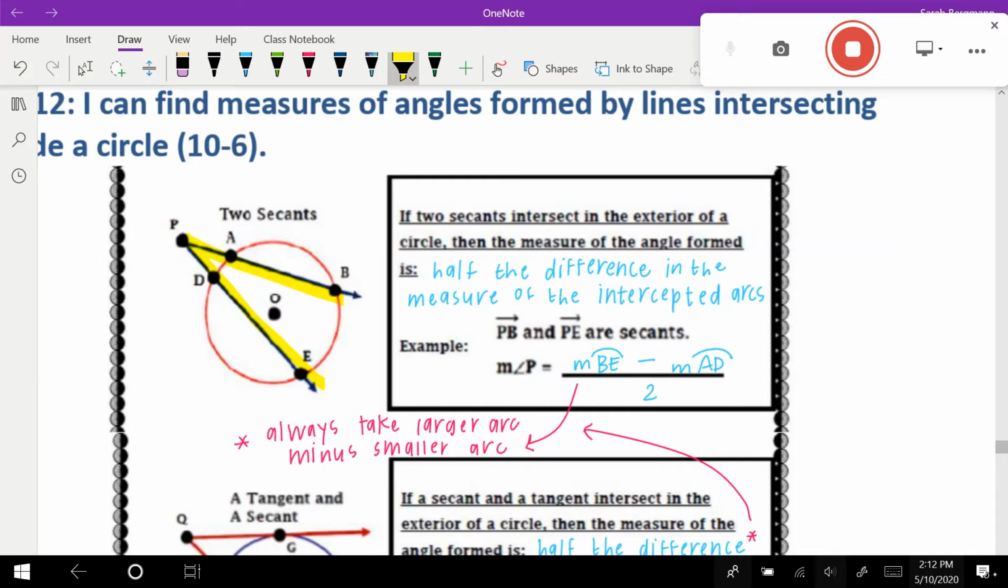So if we want to find the measure of angle P, this is what we do. The measure of the angle formed is half the difference in the measure of the intercepted arcs. So for example, to find the measure of angle P, we would take the measure of arc BE, which is this arc here, minus, remember, difference means subtraction, the measure of arc AD, that's this smaller arc over here closer to the angle, and then divide it all by 2. Make sure that you always take the larger arc minus the smaller arc for this.